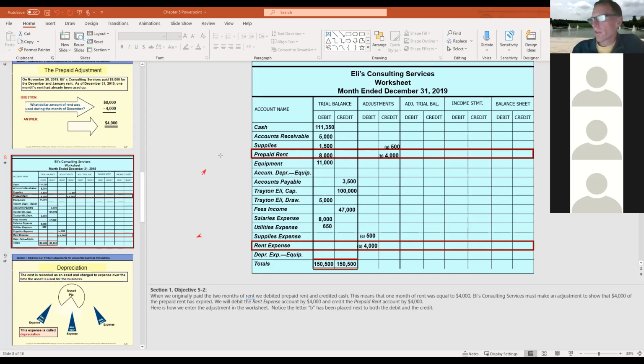So far, I've showed you supplies. That'll be one adjustment. And I'm just making a general statement here: anything that says prepaid, you'll have this. Typically, it'll be prepaid rent or prepaid insurance, but anything prepaid, that'll be the second type of expense adjustment. And then eventually, I'm going to show you how they do the equipment adjustment in a minute.